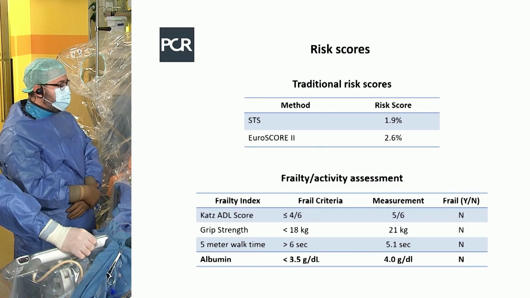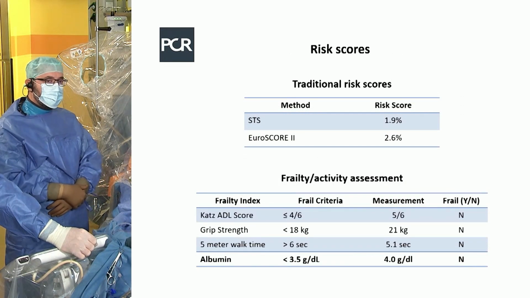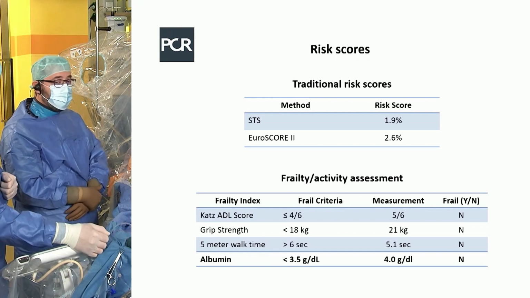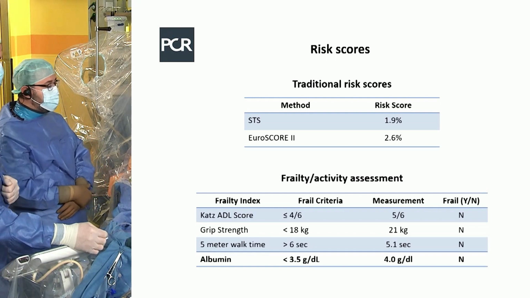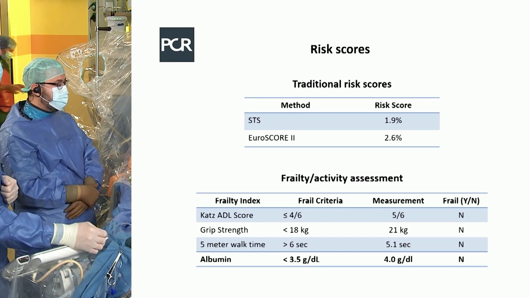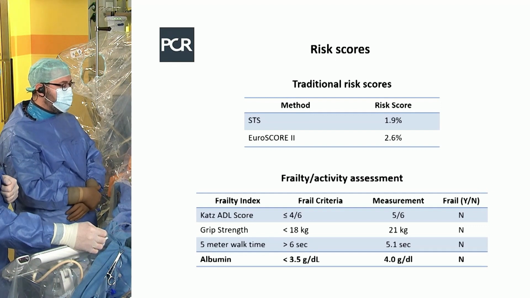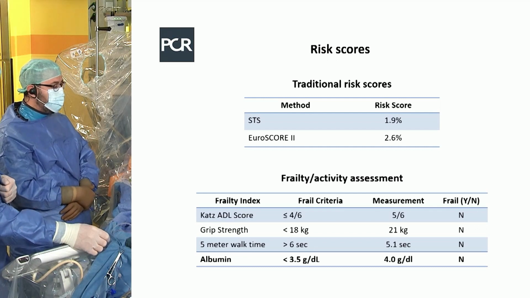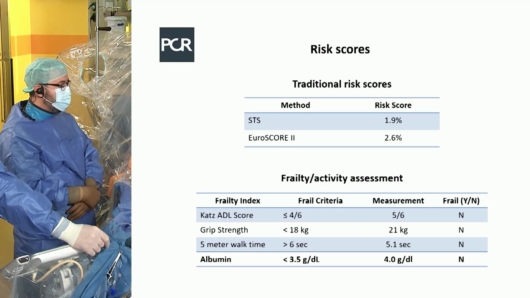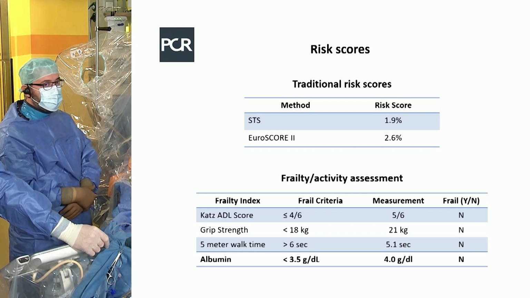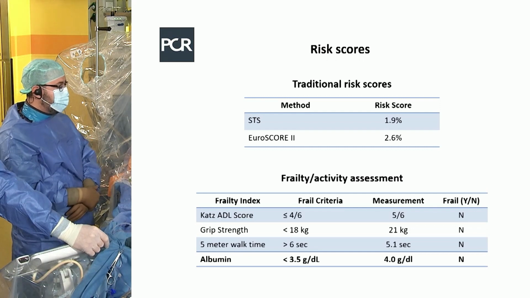Risk scores, the traditional risk scores, STS and Euroscore 2, put this patient into the category of low risk. The patient has no frailty characteristics, so she is still an active patient. She's 77, has some comorbidities, but she's active, doing her household with no restrictions except for the shortness of breath she has.